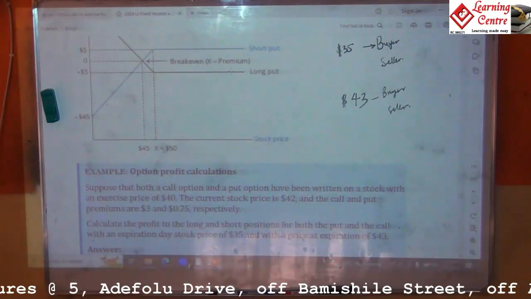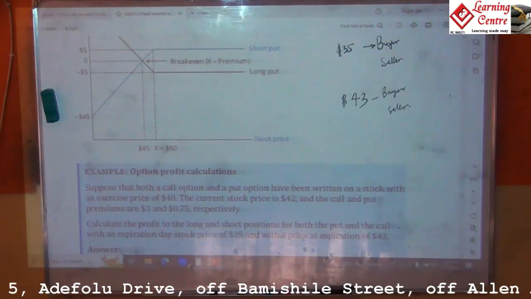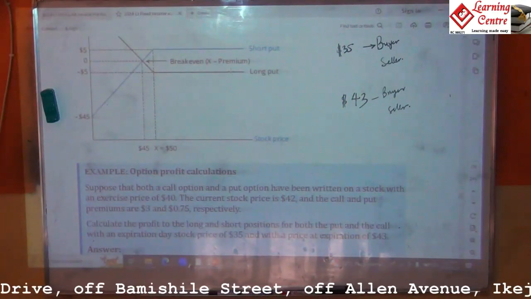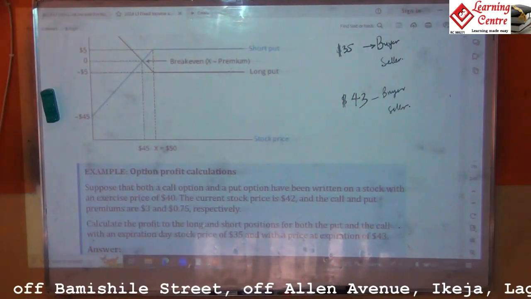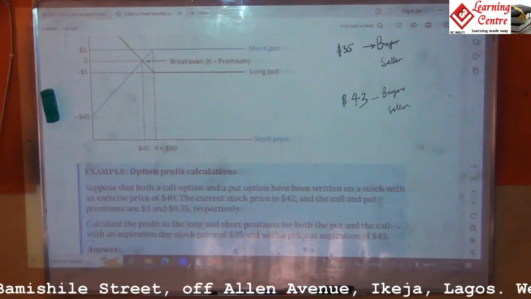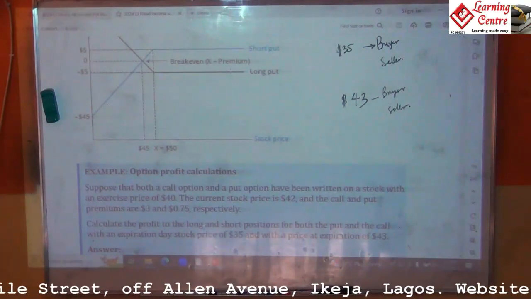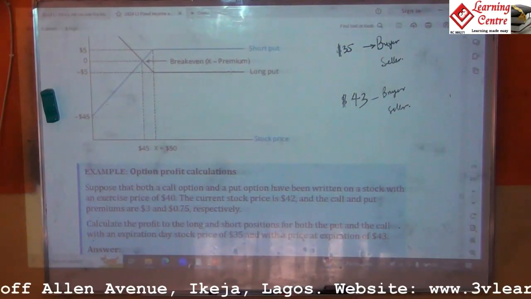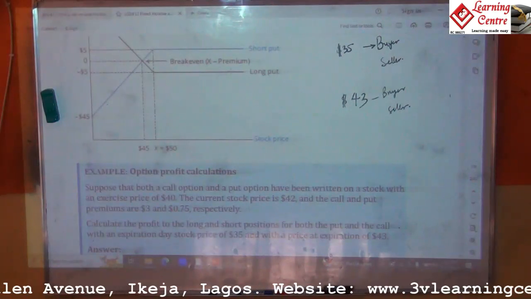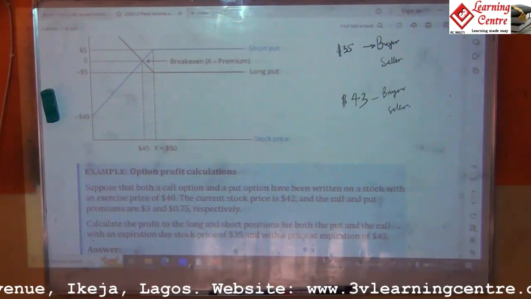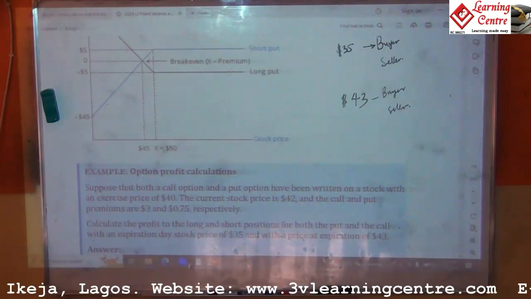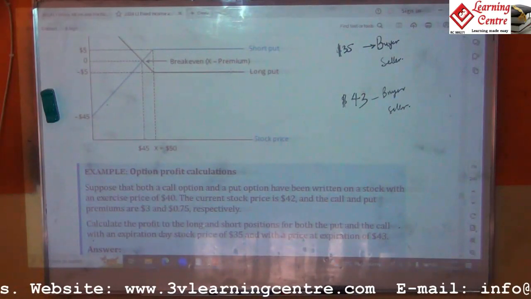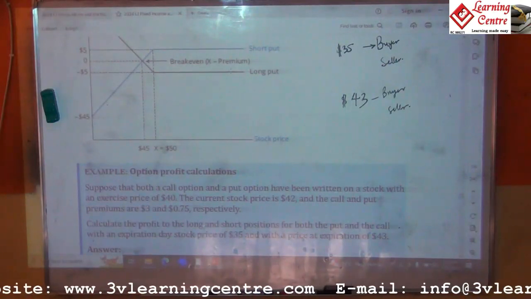Wait, so you walk me through your answer. Explain your answer to me. For 35, okay? The seller gains 5. Okay, so you are adding 0.75 to me. And the buyer loses 0.